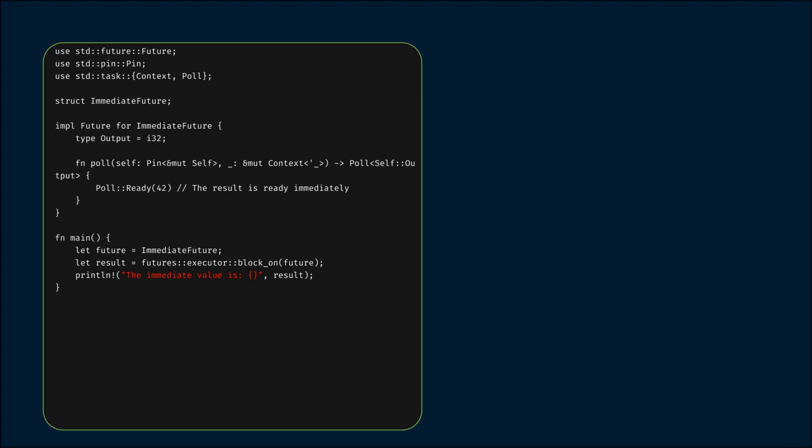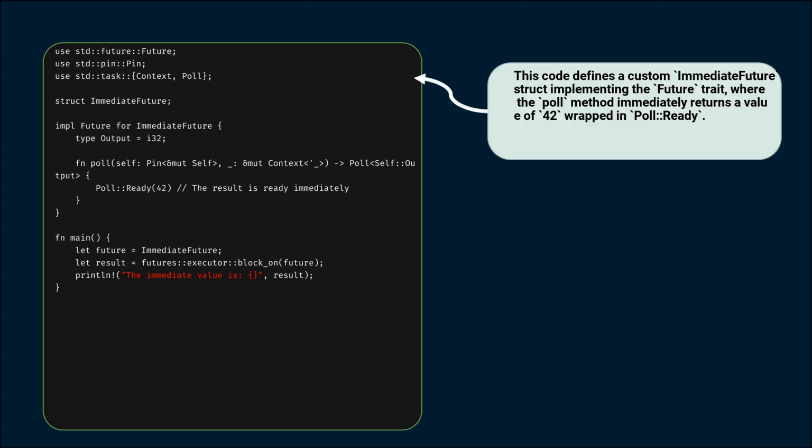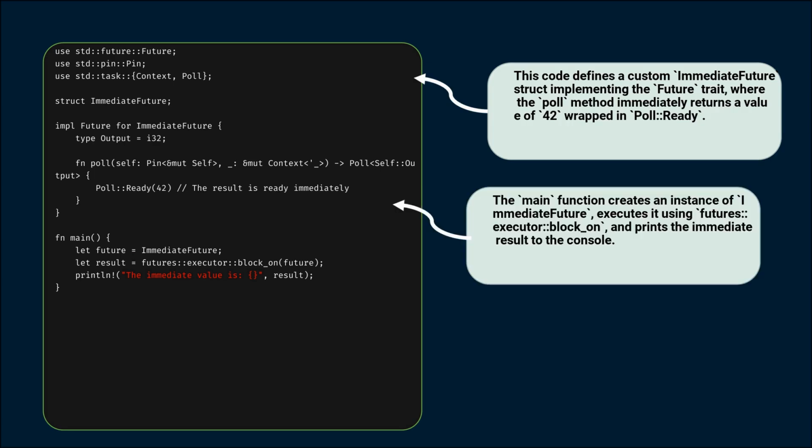Now let's see how we can implement a simple leaf future in Rust. Here we create a structure called immediate future, which implements the future trait from the Rust standard library. The key feature of a leaf future is its simplicity. When we call the poll method on our future, it immediately returns a poll ready state, indicating that the result is available without needing to wait for any other futures. In this case, the output is the integer value 42, symbolizing that the computation is ready at once.